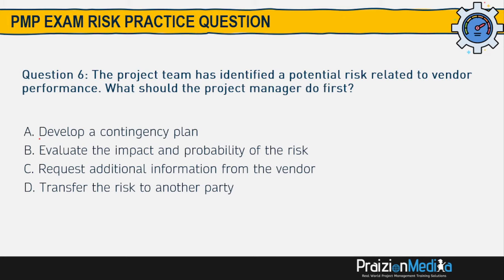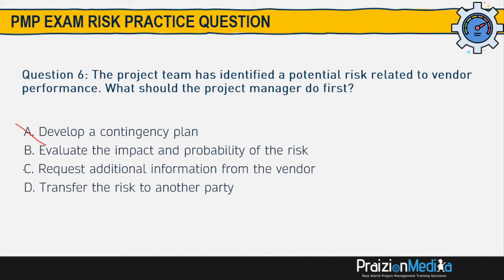B says evaluate the impact and probability of the risk. There's nothing wrong in that. It just says you've identified a potential risk. So you just identified it. Okay? You need to do some analyses before you get around to doing any planning. So it makes sense that B is a better choice even based on those grounds.